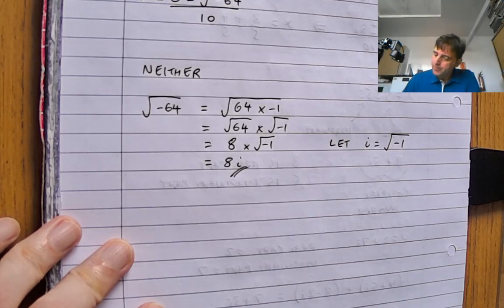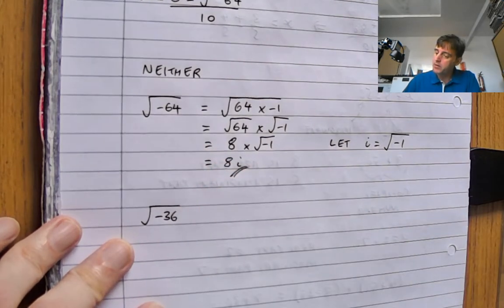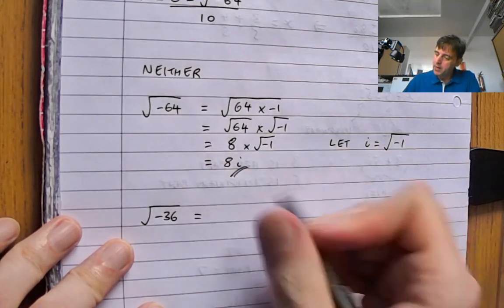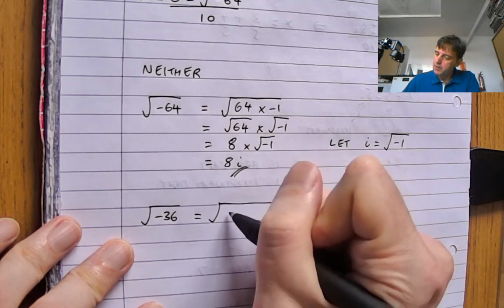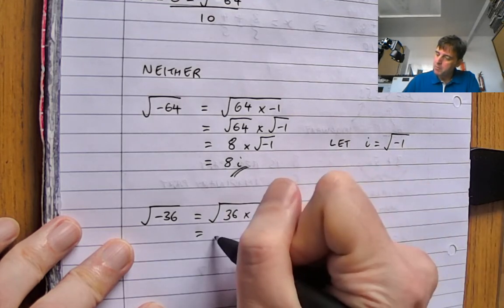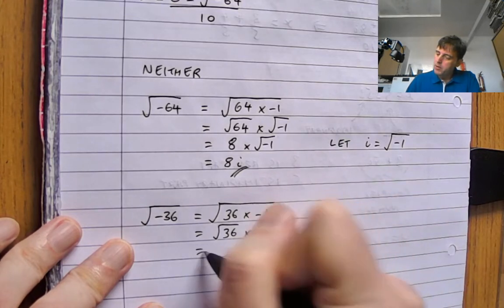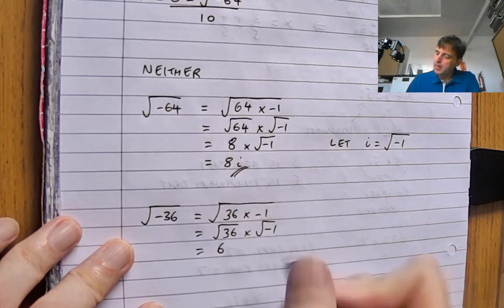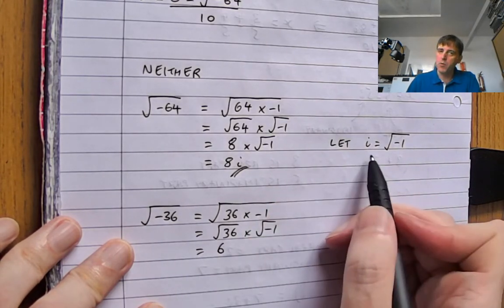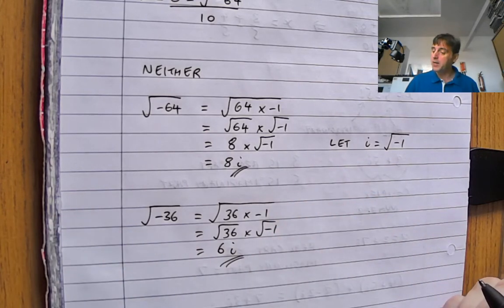Let's do another one. So if we have the square root of negative 36, say, we can split that up. We can write that as 36 times negative 1 under the square root. Do the simplification using our surd rules. We end up with the square root of 36 multiplied by the square root of negative 1. Square root of 36 is of course 6, and the square root of negative 1, we're going to use this symbol i. So therefore the square root of negative 36, we can write as 6i.